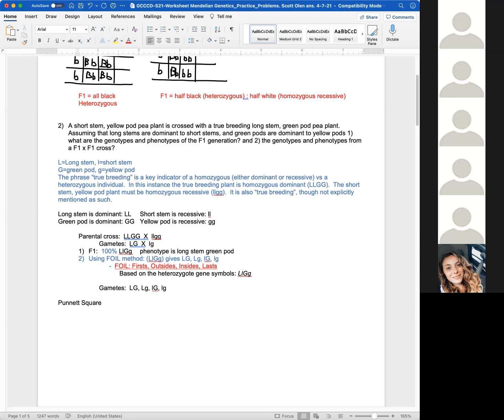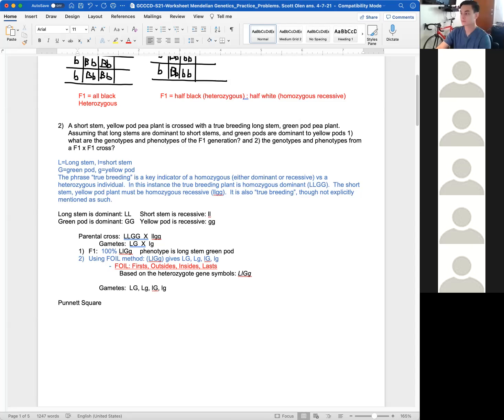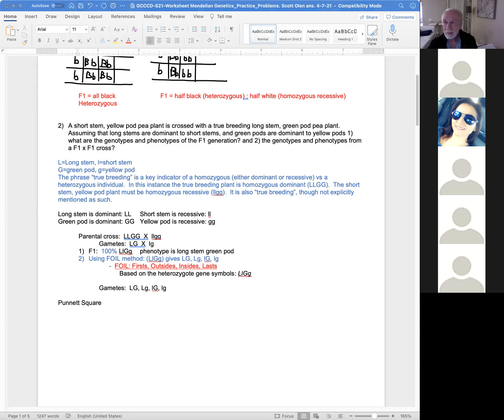So we need to read back through this and look. This first plant, short stem, we have to figure out, is short stem dominant or recessive? And it says long stems are dominant, so therefore a short stem must be recessive. And we start to assign our variables. If you look in the blue, we have assigned capital L as a long stem and lowercase l, that's not an I, that's a lowercase l, as short stems. Then we look at the pod color.